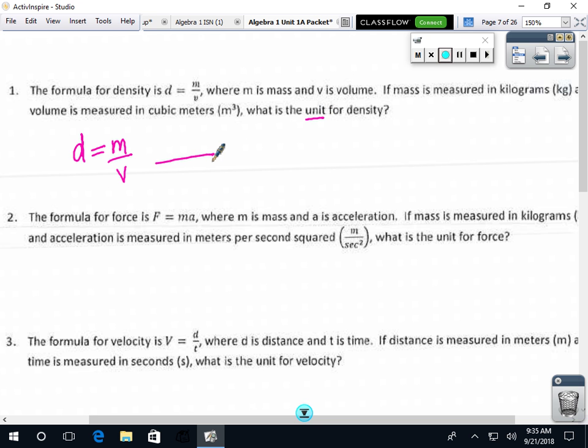So you would just do density equals M, but instead of M for mass, we're now going to replace it with its units, which is kilograms. And then over V for volume, but what is volume measured in? Cubic meters, and we write that as m³. And that's all you do, you're done. All right, number 2.